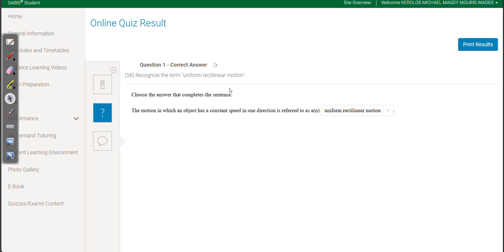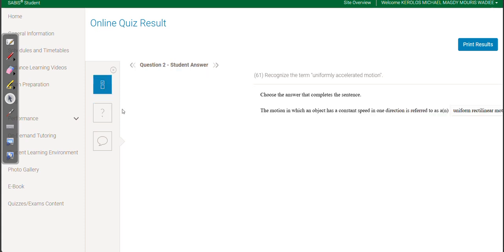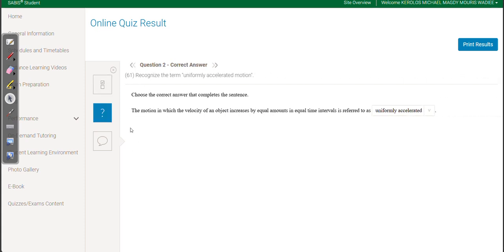And the other type is when the object is moving in one direction in a straight line and it accelerates. It has a constant acceleration, so its velocity changes by equal amounts in the same time intervals. So here they said the object has a constant speed in one direction, so we're going to choose uniform rectilinear motion.